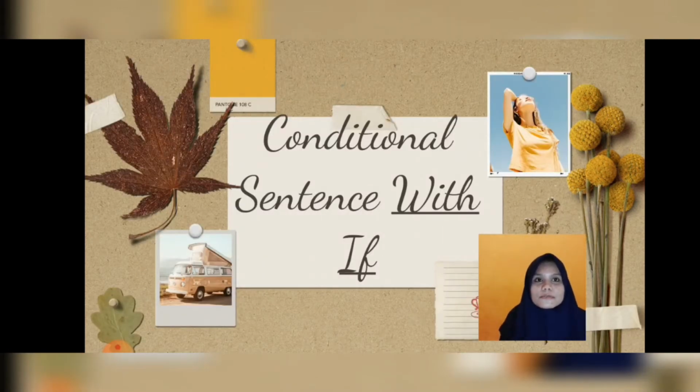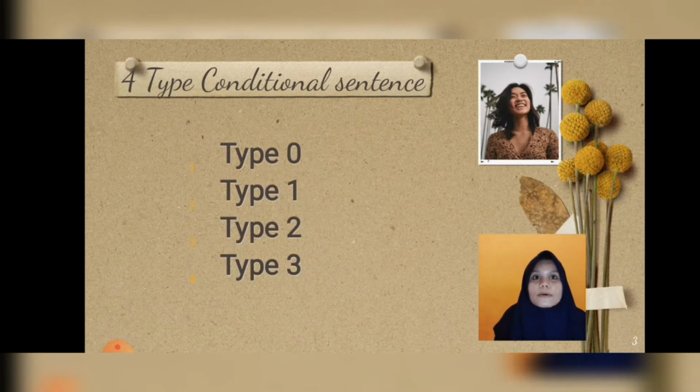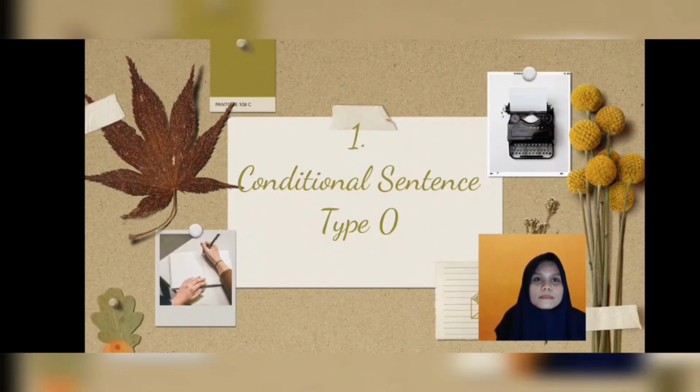Okay, we move to the conditional sentence with if. There are four types of conditional sentence, namely type 0, type 1, type 2, and type 3. And I will explain the conditional sentence type 0 and type 1. Okay, conditional sentence type 0.